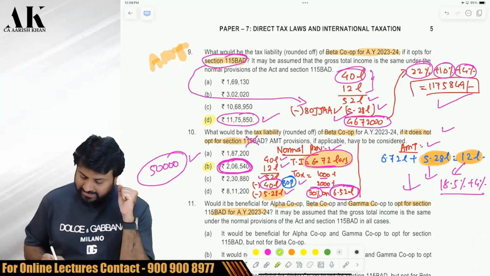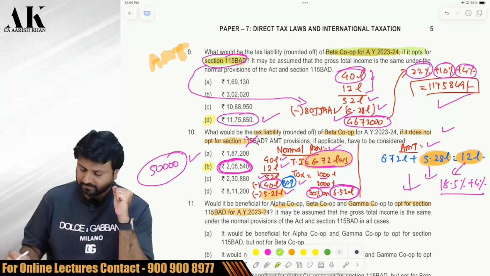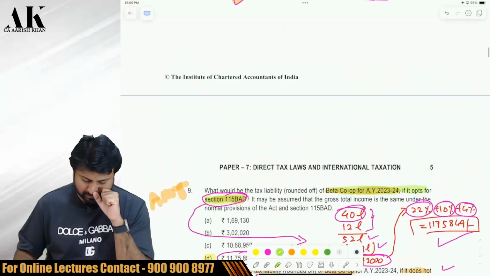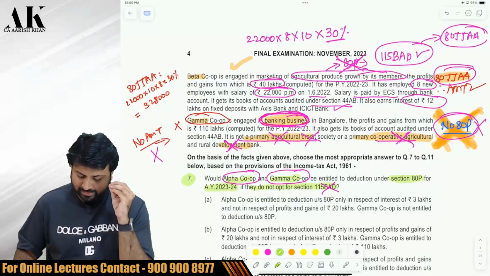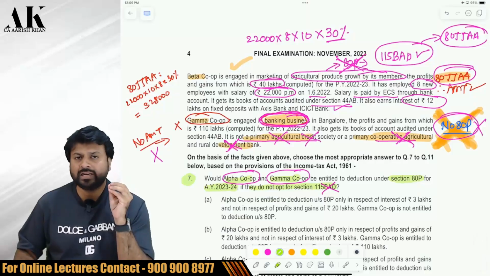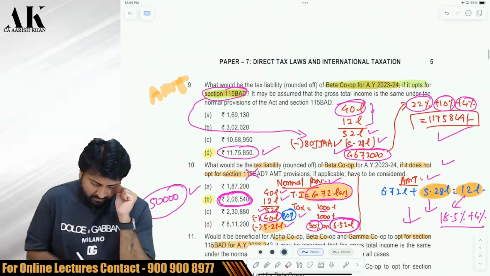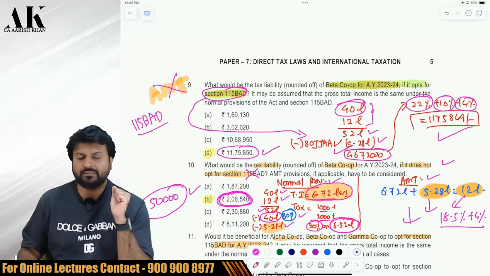What would be the tax liability of Beta if it opts for 115 BAD? So if Beta opts for 115 BAD, where is Beta? Beta is in between. Then what would be the tax liability of Beta? If Beta opts for 115 BAD, listen carefully, then AMT will not be liable for Beta.